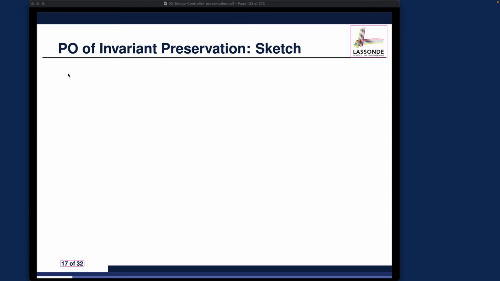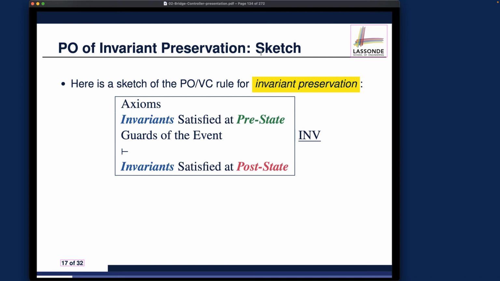How can we sketch the proof obligation or verification condition rule of invariant preservation? How do we do that? So this will be the sequent that we have to eventually make formal. At the moment, you can see the turnstile, that's a sequent that we spoke about earlier, is definitely a formal concept. However, the hypothesis over here and also the goal over here are not exactly formal. I'm still using natural language to specify them, but that's okay.